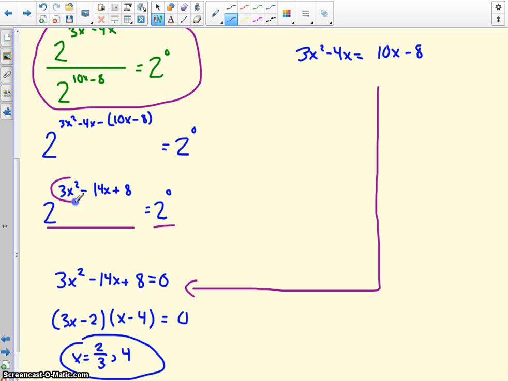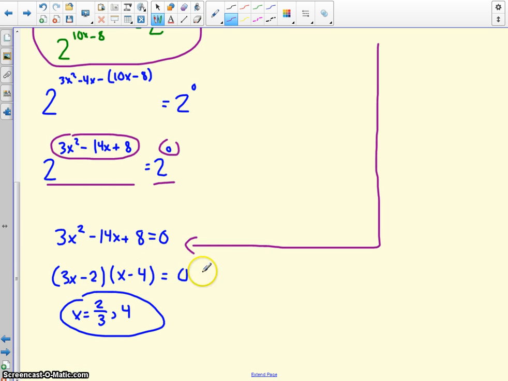I can equate the two exponents to each other, so I wind up with 3x squared minus 14x plus 8 equals 0. And by now I know we're all experts at solving quadratic equations, so you can either factor or use the quadratic formula. This one factors into 3x minus 2, x minus 4, so I end up with solutions of 2 over 3 and 4. Okay, so that method works.